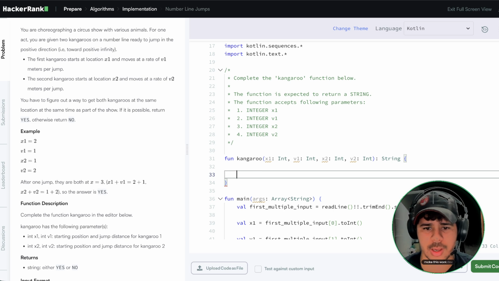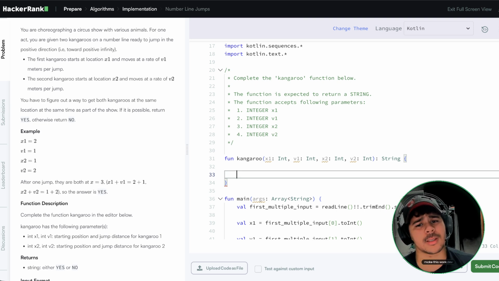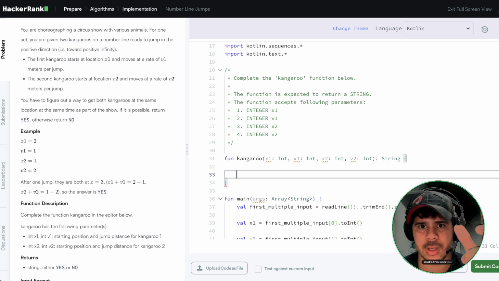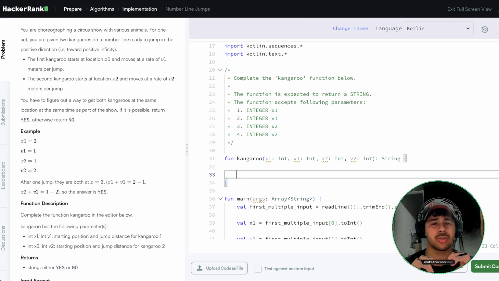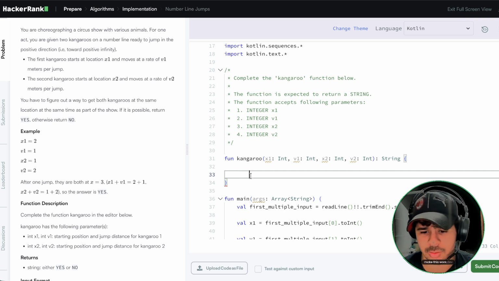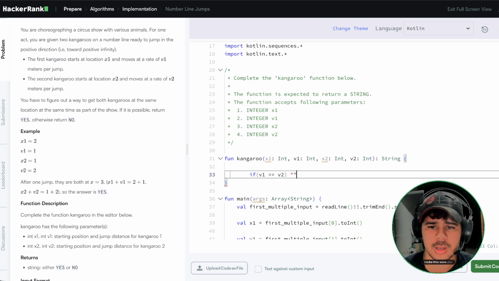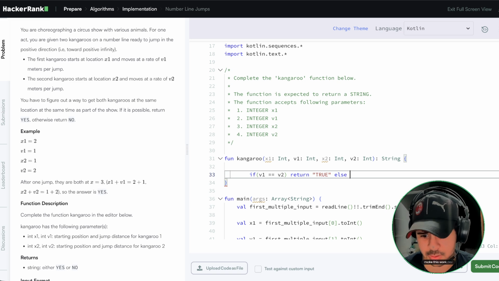The first thing I will check here is if the speed is the same, the location should be the same, because if the speed is the same and the location is not, so one kangaroo is here, another here, and the speed is the same, they never catch each other. So let's start with this. If v1 is equal to v2, so if they have the same speed, you're gonna return true here. We can fix this in a bit, else no.